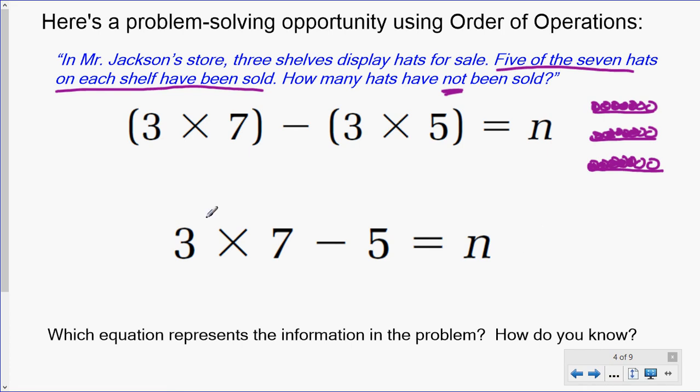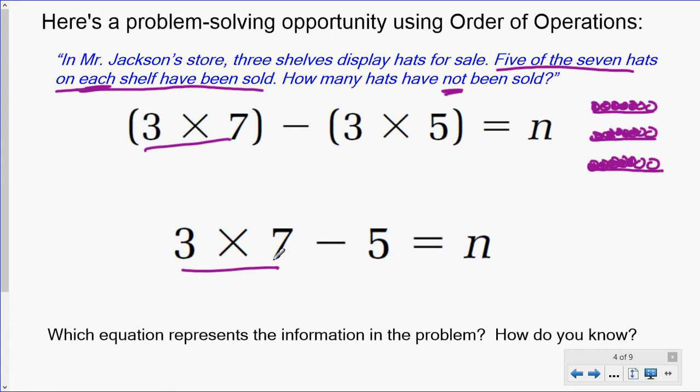Let's see. Well, I know that there are 7 hats on each shelf, so that's 21 hats total, 3 times 7. And that's actually in both equations. So it's the second part that's going to determine our right answer. Now this one, the top one, subtracts 3 times 5 because there were 3 shelves and 5 hats on each shelf have been sold. So that one seems like the right answer because there were 5, 5, and 5. That's 15 that were sold.